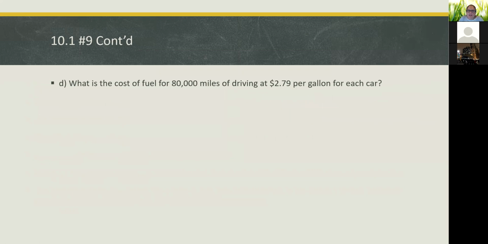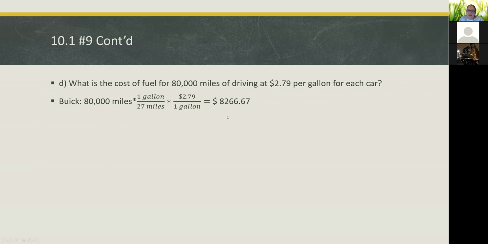Next, we're asked, what is the cost of fuel for 80,000 miles of driving at $2.79 per gallon for each car? So this is a good question. It brings in the dimensional analysis that we did back in the last unit. So for the Buick, I want it to travel 80,000 miles. I know that 1 gallon of gas lets it go for about 27 miles. So the miles will cancel. And then we can multiply by $2.79 per gallon, and the gallons will cancel.